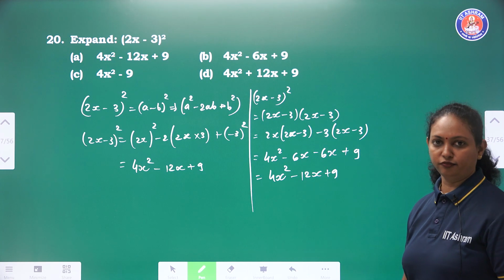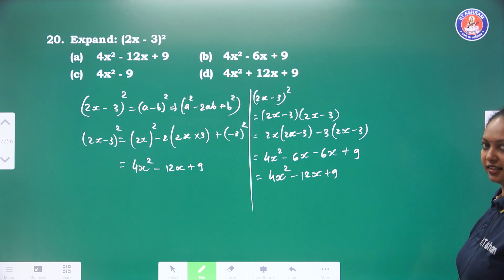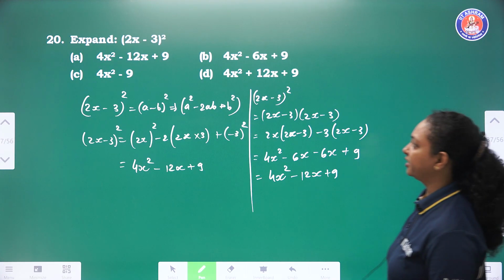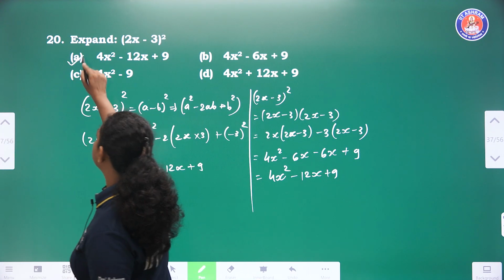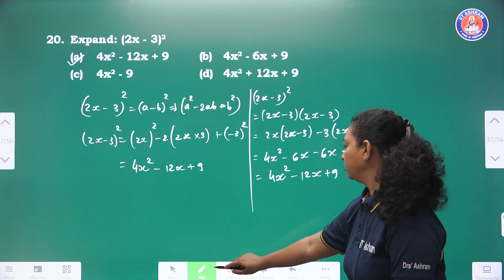You can go with any of the options, right? But the identity is more helpful. So which option is correct? A option. Okay? Move on to the next one.